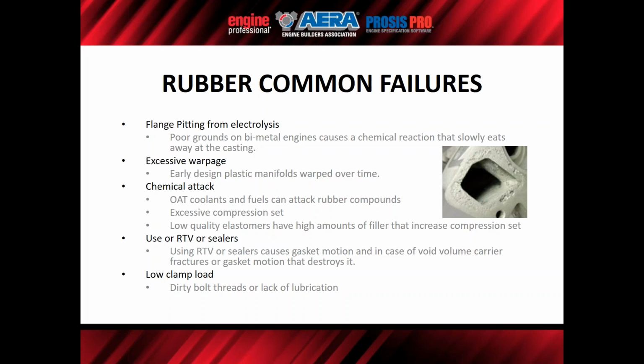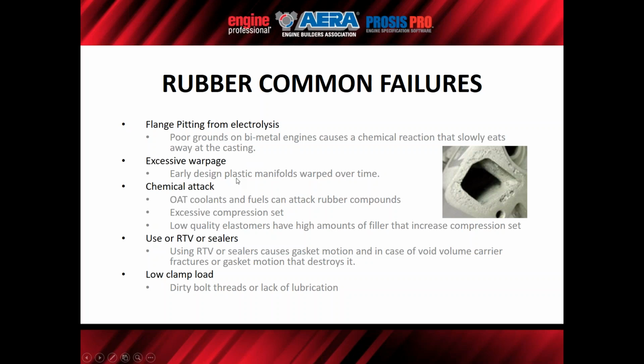Common failures for the rubber, again, the flange pitting from electrolysis. Here's just an example of really aggressive pitting from electrolysis. You see all these little holes, little divots and craters caused by that electrolysis chemical attack. Some people use JB Weld with a razor blade to try and clean that up, and they've been successful doing that. Other people just replace the head. So depending on the severity of the pitting, you machine it away, but you've got choices.